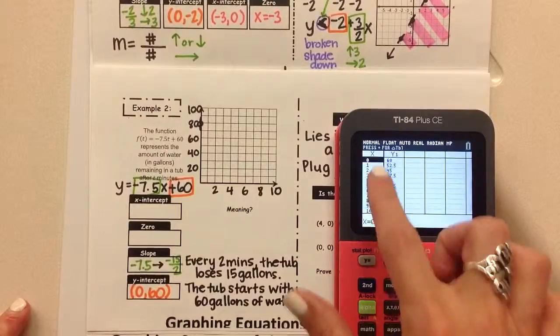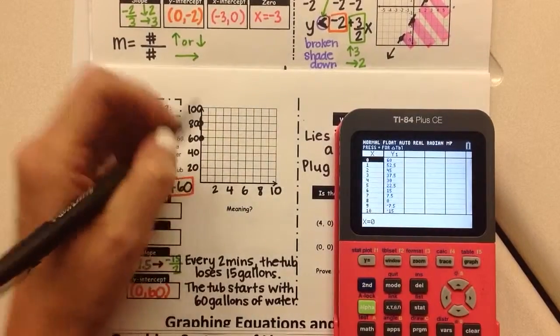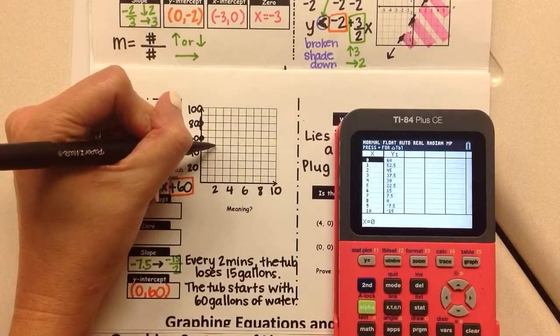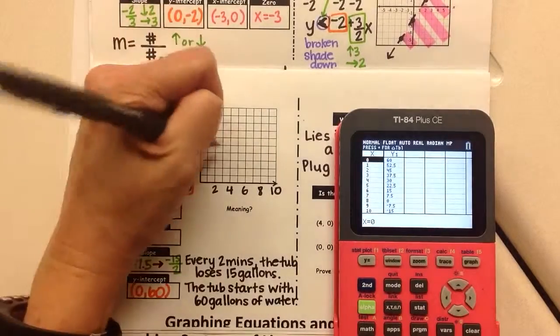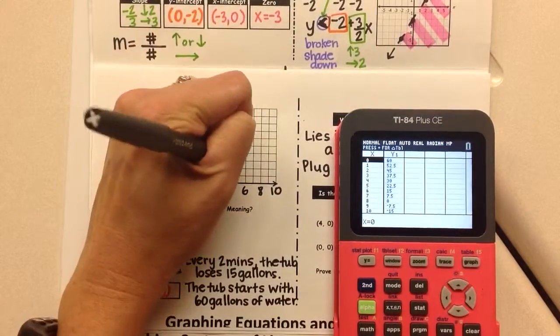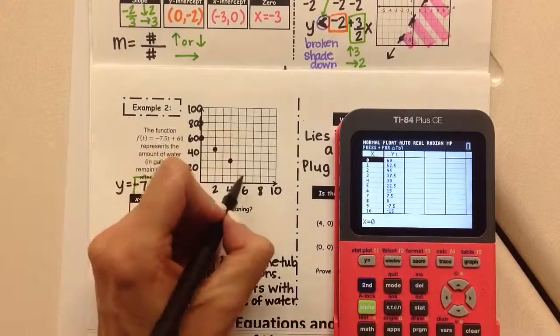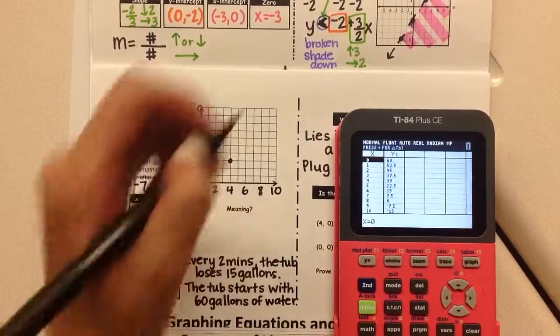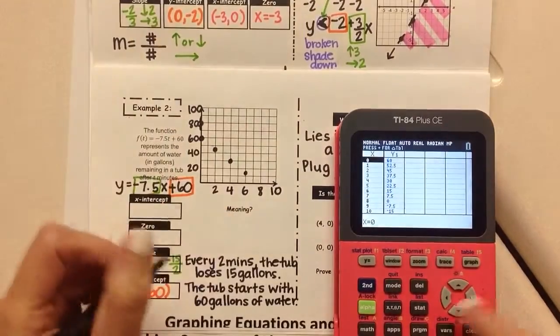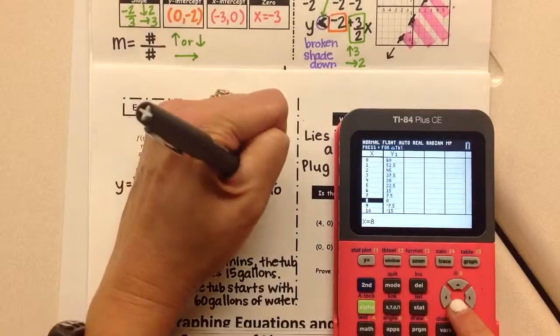So I'm going to go to my table and I'm going to get some good points. So I know 0, 60, 2, 45. So halfway would be 50. Halfway between 50 and 40 would be 45. At 4, I'm at 30. So it's halfway between 20 and 40. At 6, I'm at 15. So if this is 10 and that's 20, 15 is halfway in between. And then it looks like at 8 seconds, I have 0 gallons of water.